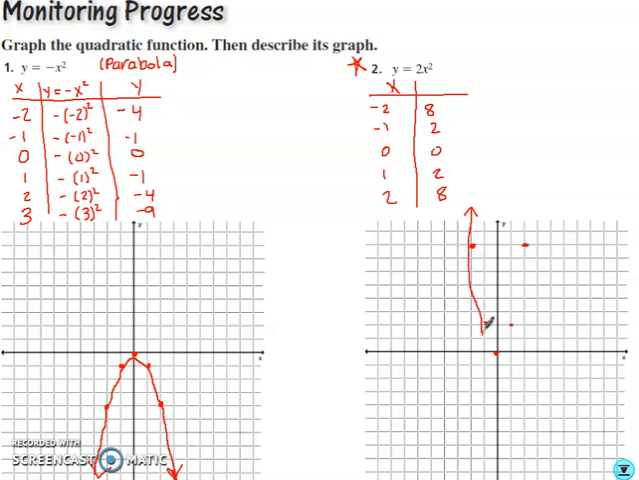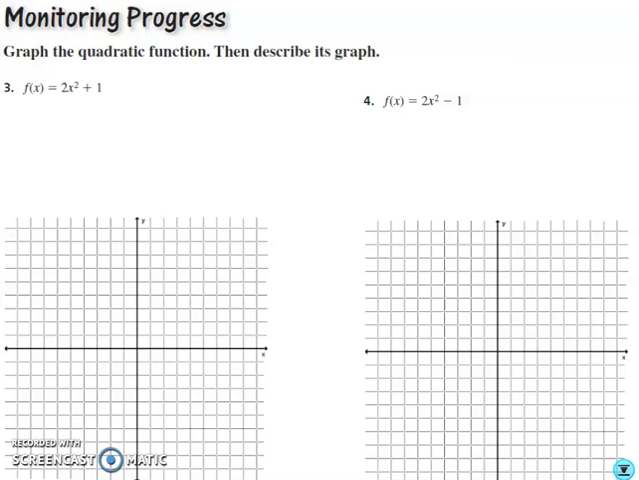So when I graph this parabola, it still has the U shape, but it's a little bit different because we narrowed things a tad. We're multiplying all of those y values by 2, which causes our graph just to get a little bit more narrow than it was before.